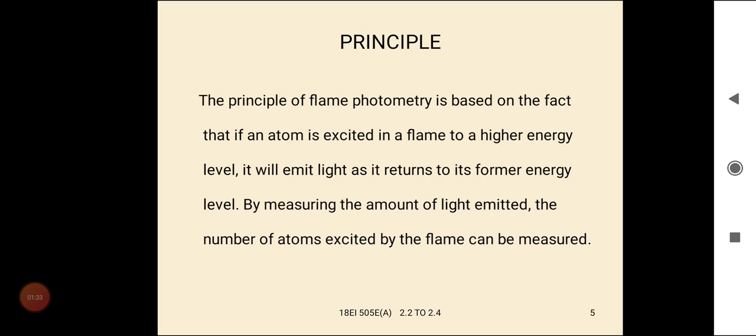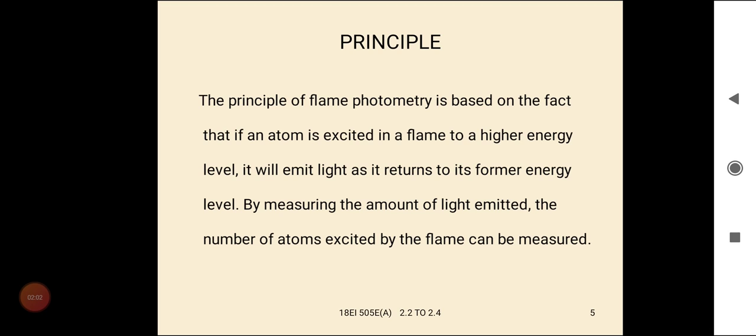Principle. The principle of flame photometry is based on the fact that if an atom is excited in a flame to higher energy level, it will emit light as it returns to its former energy level. By measuring the amount of light emitted, the number of atoms excited by the flame can be measured.